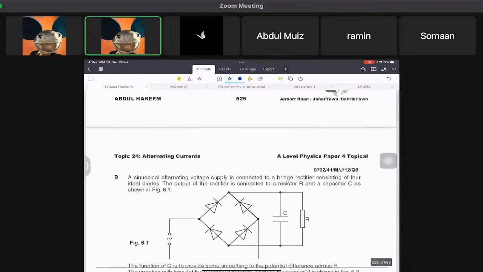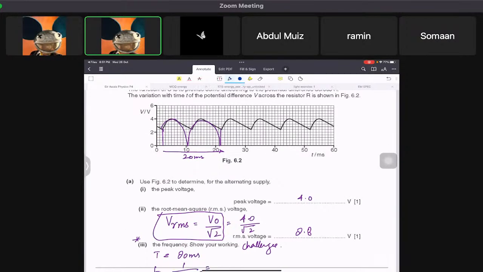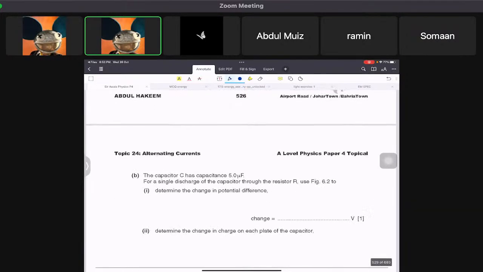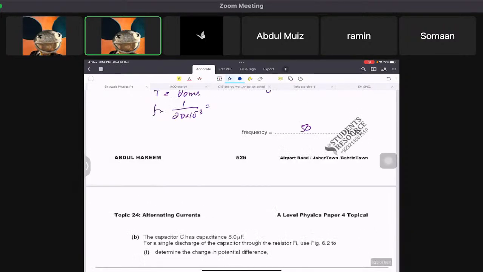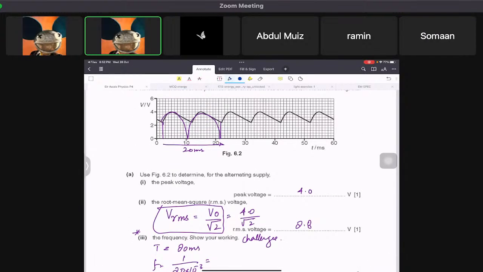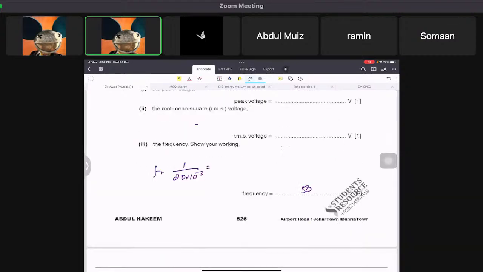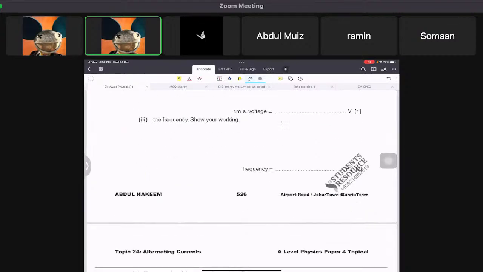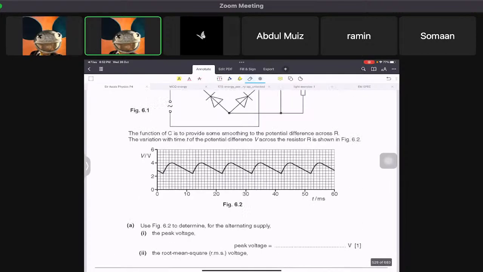And then in this one, you see here, they have shown you the same smoothing, and then they would say, okay, use the figure value of current, estimate the resistance. This question is something different, and I would like to do that with you, but that's pretty easy as well, so don't worry about it. Anytime a bridge rectifier is there, smoothing will definitely be there, so you just need to be ready. Everything that I've taught you is in the notes, just open the notes, you'll find the answer there.